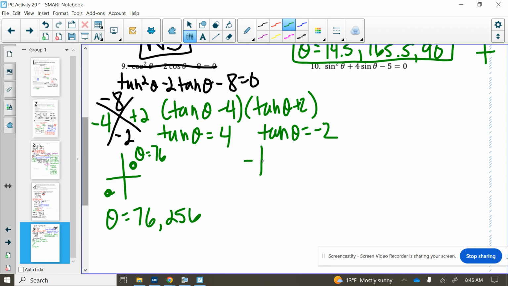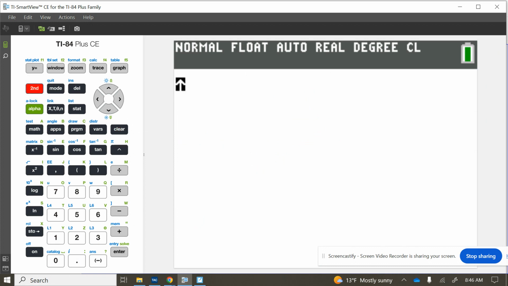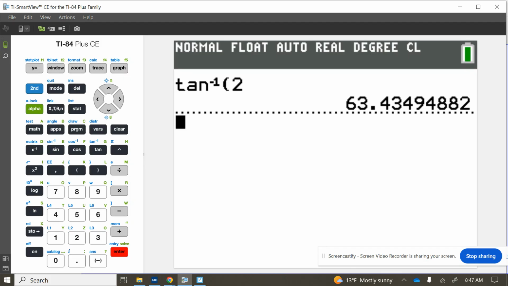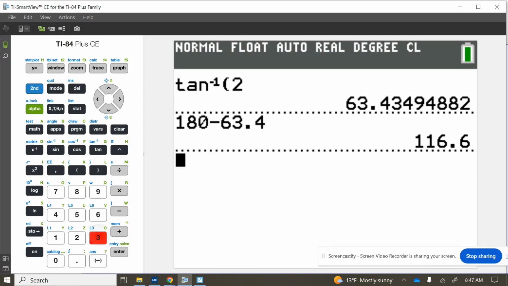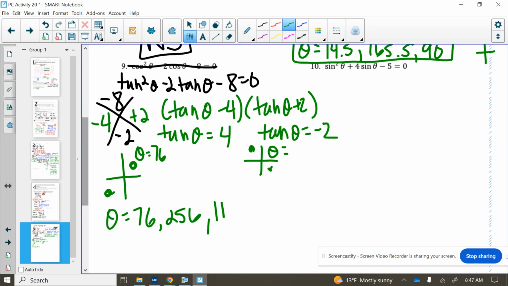Now tangent is equal to negative values in quadrants 2 and 4. Again, I always like to find the quadrant 1 value first. So tangent is equal to 2 at our quadrant 1 value of 63.4 degrees. But again, really we need the quadrant 2 value, which is going to be 116.6, and our quadrant 4 value for the place that it will also be equal to negative 2. So that's 296.6. So officially then, all 4 of these are going to be our answers for this last one.